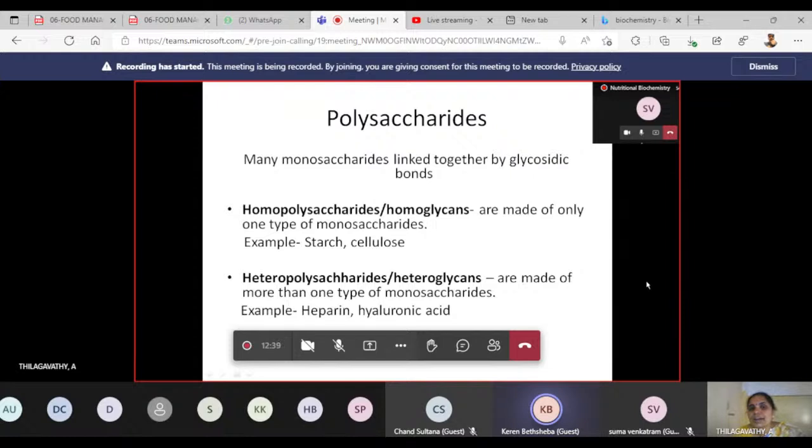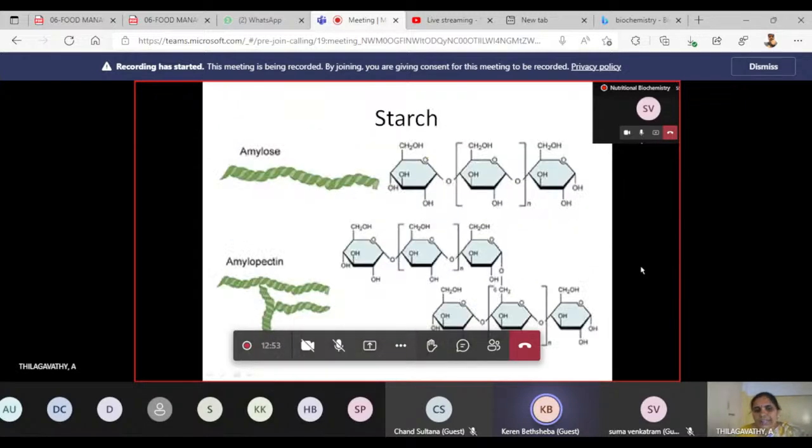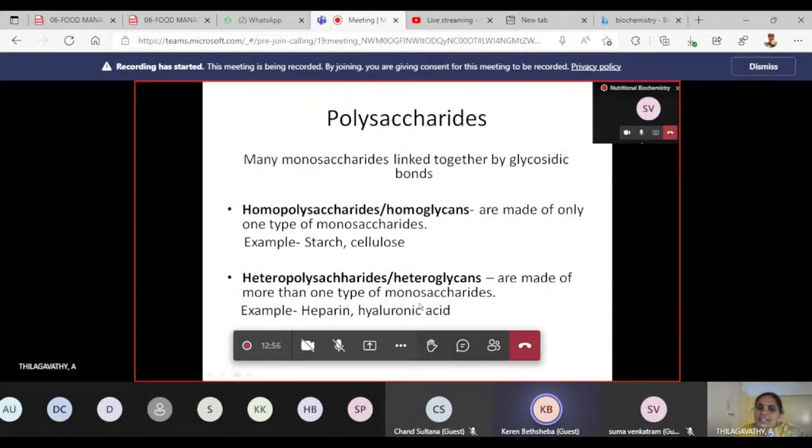If the polysaccharides are made of just one type of monosaccharide, they are known as homopolysaccharides. For example, starch and cellulose are made up of only glucose, no other monosaccharides. But heteropolysaccharides have repeating units of two monosaccharides. Like heparin, it has two different monosaccharide units forming a polysaccharide structure. So in a homopolysaccharide, all the sugar units are the same. In a heteropolysaccharide, they do not contain the same sugar units. Different sugar units are together.